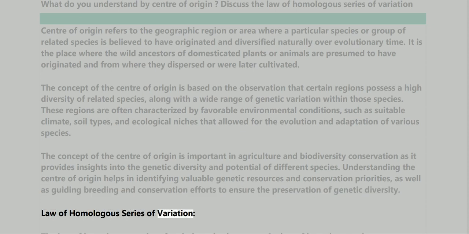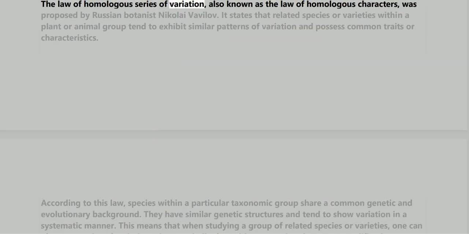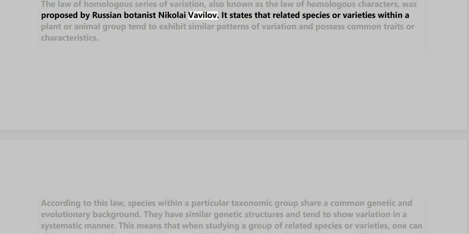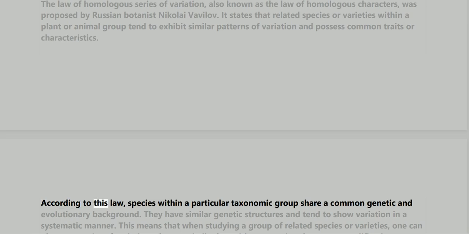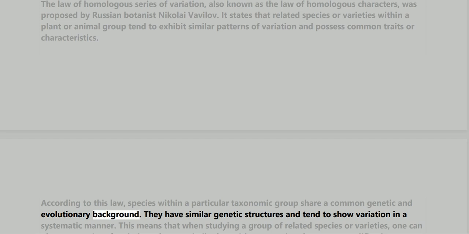The law of homologous series of variation, also known as the law of homologous characters, was proposed by Russian botanist Nikolai Vavilov. It states that related species or varieties within a plant or animal group tend to exhibit similar patterns of variation and possess common traits or characteristics. According to this law, species within a particular taxonomic group share a common genetic and evolutionary background. They have similar genetic structures and tend to show variation in a systematic manner.